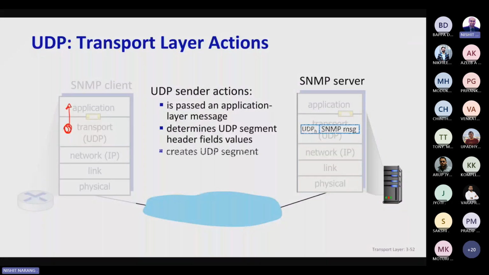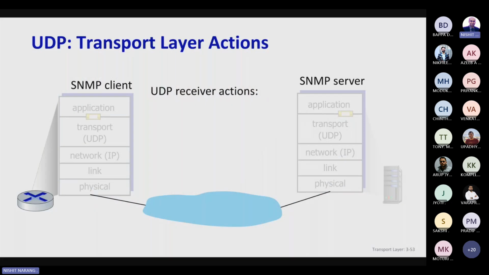Then once this UDP segment is created, it passes it to the IP. The IP layer will create a packet out of it and route it through the network. So we've already talked about routing. What will happen? The packet will get routed up to the destination. Once the receiver receives this packet from the IP layer, the UDP receiver receives the segment from the IP layer. It first checks the UDP checksum in the header.